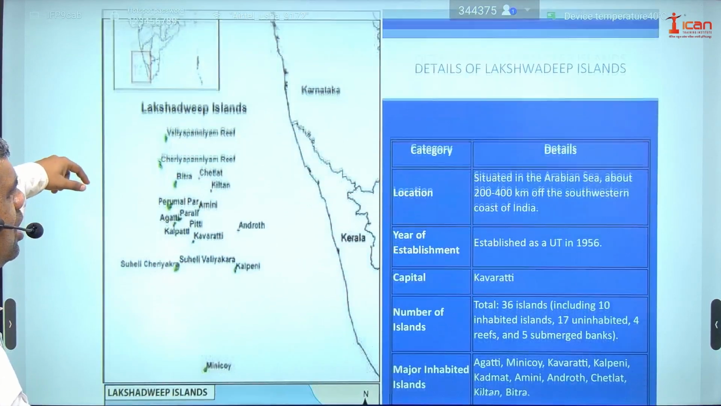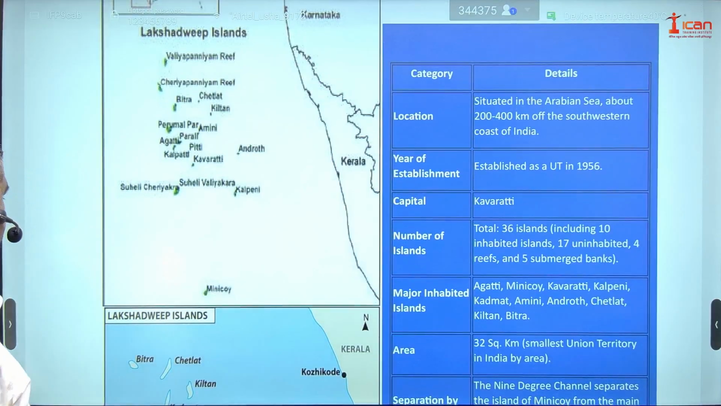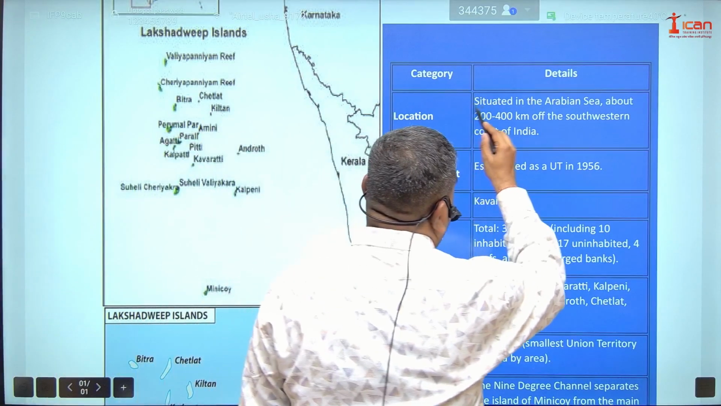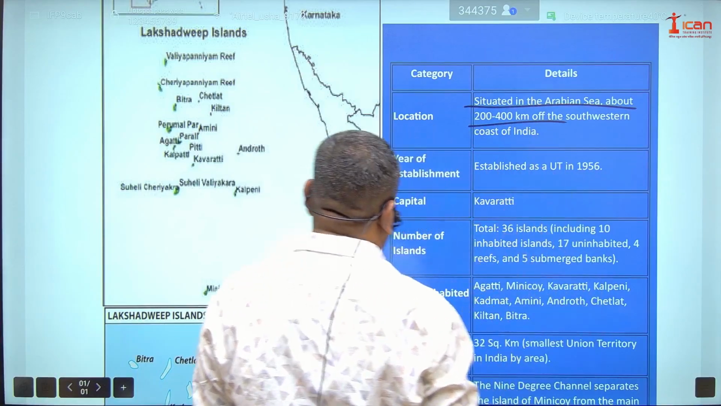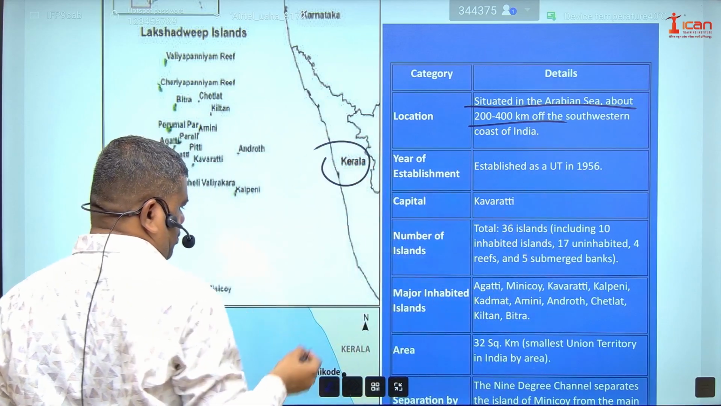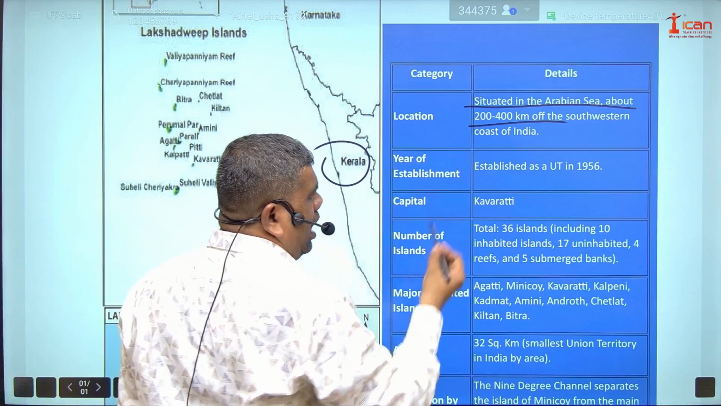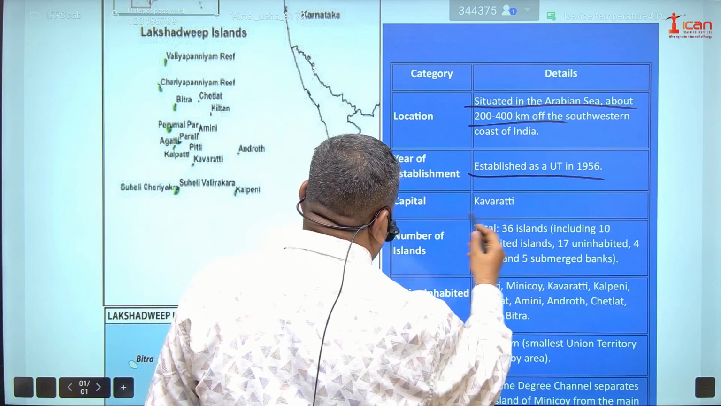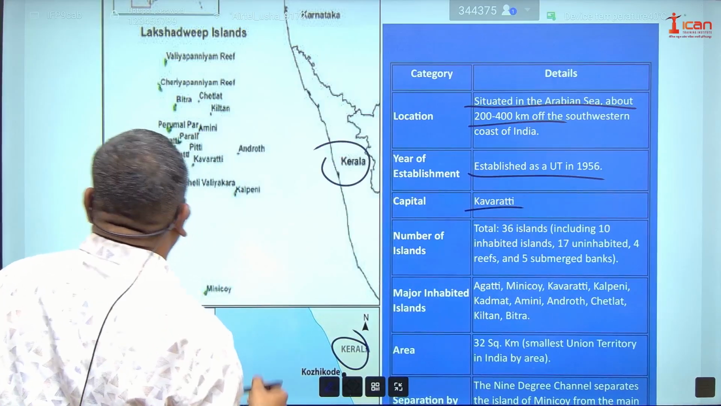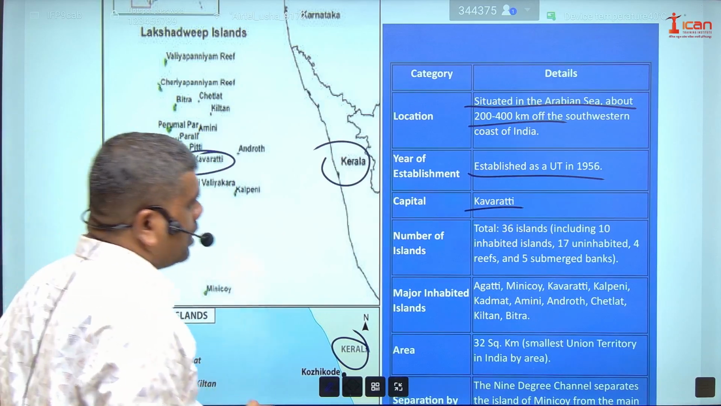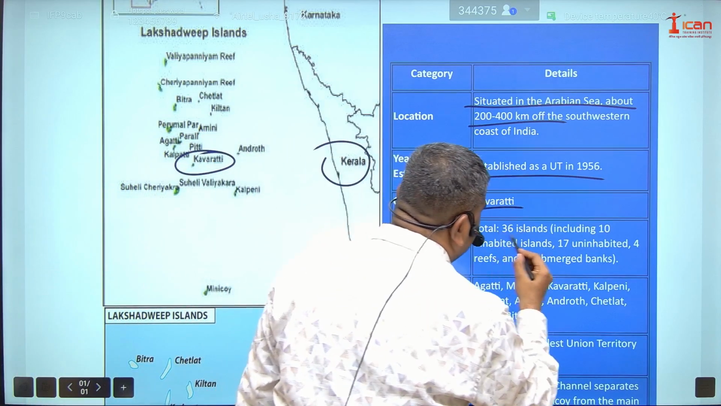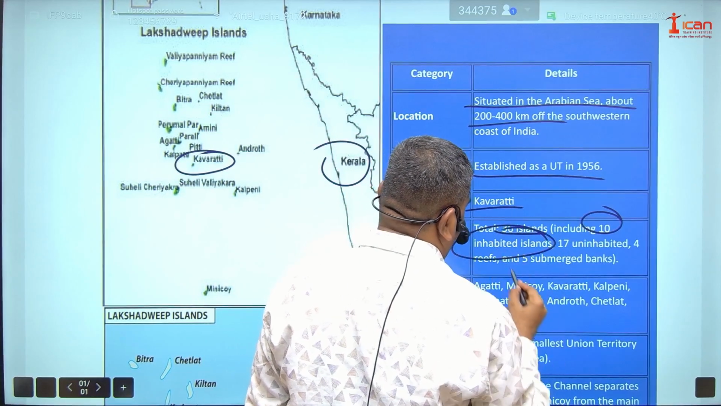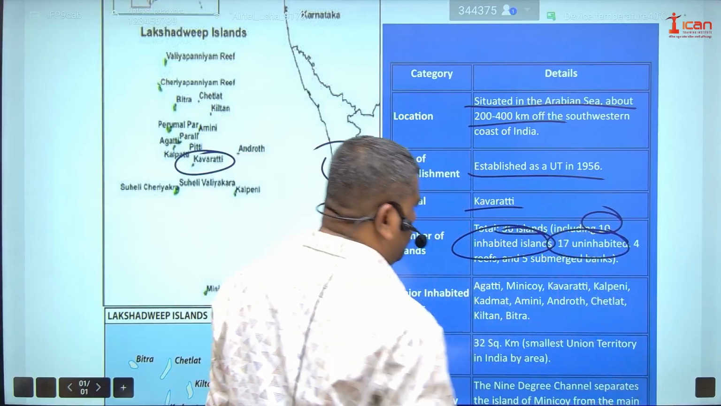Then let us look at the Lakshadweep Islands. Lakshadweep Islands are actually situated in the Arabian Sea, almost 200 to 400 kilometers away, very close to Kerala. Again established as a union territory in 1956, and the capital is Kavaratti. Kavaratti is here. Then what is the number of islands? 36 islands are there, much lesser, but only 10 are inhabited. 17 are uninhabited, which means people don't live there.